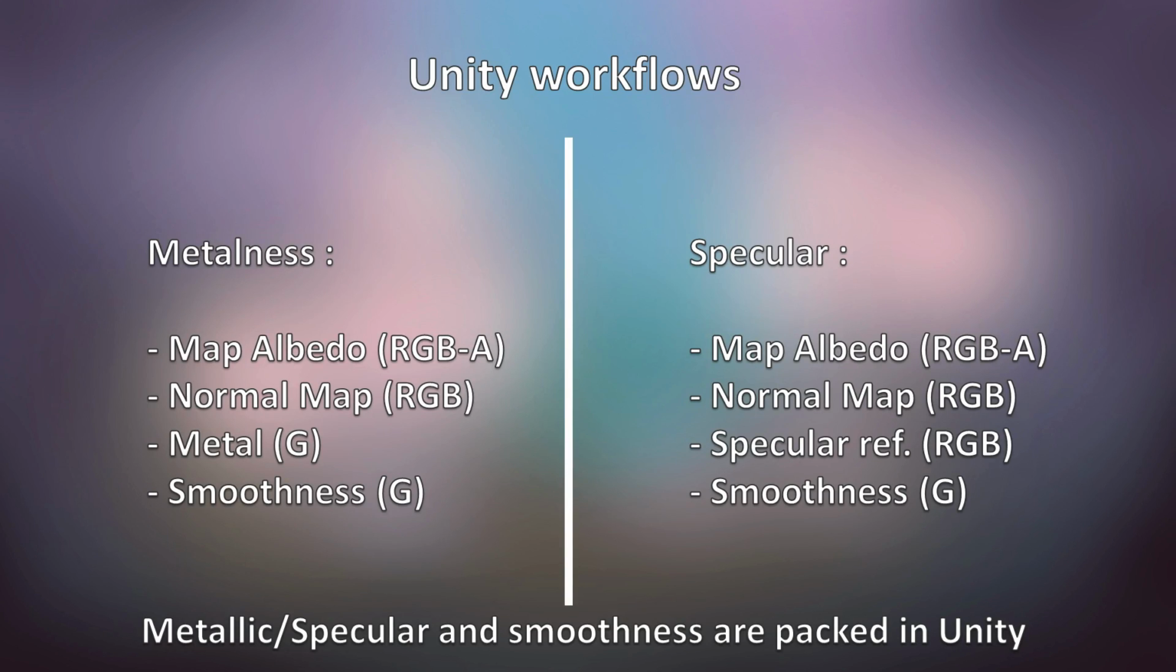And then you got the smoothness. The smoothness is what we call the roughness of the object. So let's say I've got a mirror, my smoothness will be 1, so it will be white in Unity. And if I have something very rough, very matte, it will be black. And these last two maps are packed together in Unity, so you can conserve space.